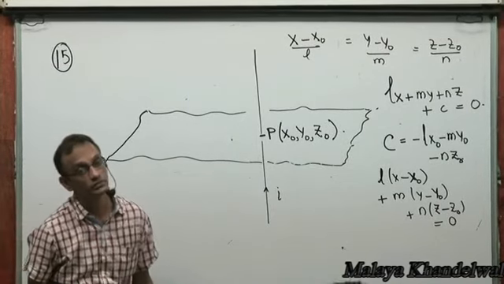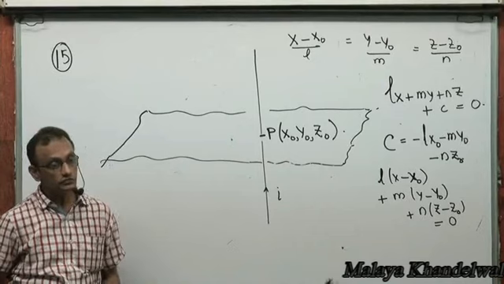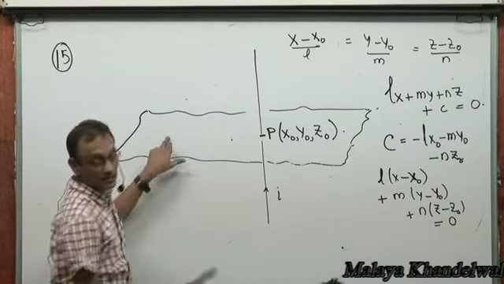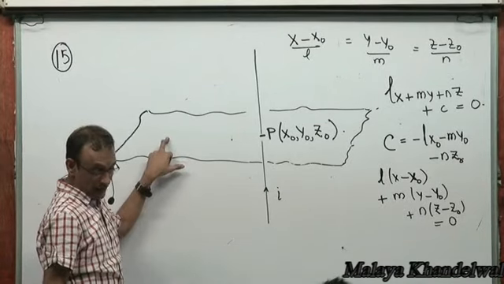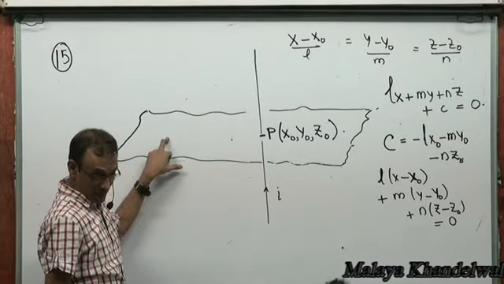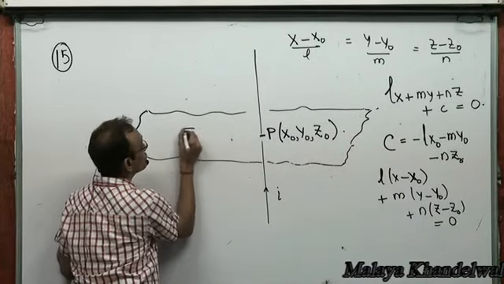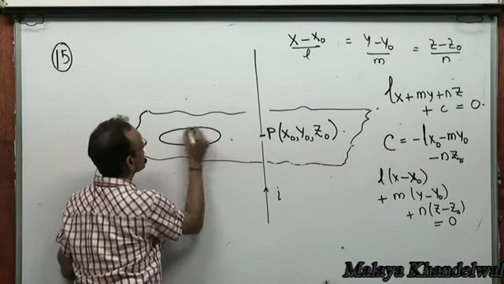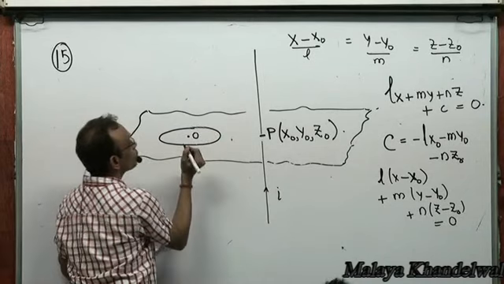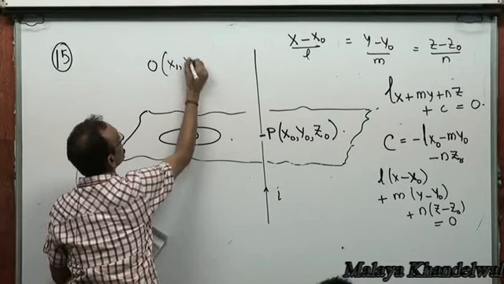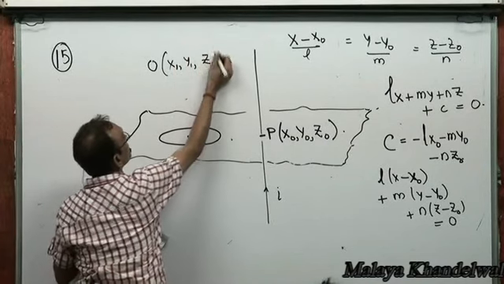Is that okay or not okay? Now, the circular loop lies in this plane, and the center of that circular loop is x1, y1, z1. So there is that circular loop which lies in this plane. The center O of the circular loop is this point O, which is x1, y1, z1.